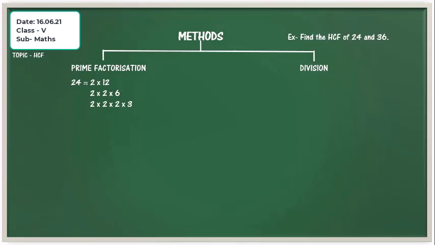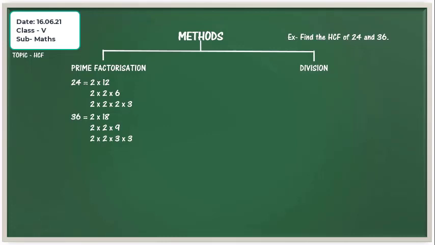Now we cannot split any number anymore. We have got all the least prime numbers here, so we will stop. The numbers which we have got are 2 into 2 into 2 into 3 is equal to 24. These are the prime factors of 24. Now in the same manner we will find the factors of 36 also. So 36 is equal to 2 into 18. We can split 18 again, so 2 into 2 into 9. Again we can split 9, so 2 into 2 into 3 into 3.